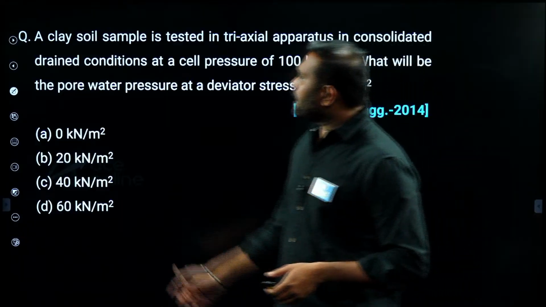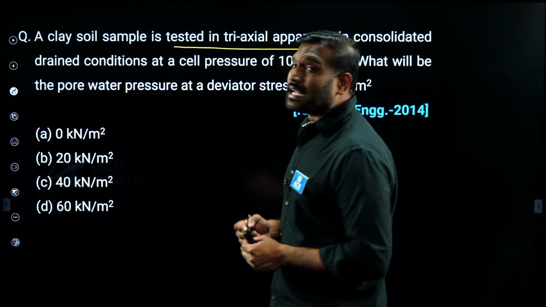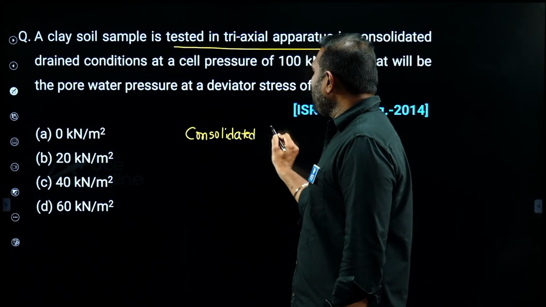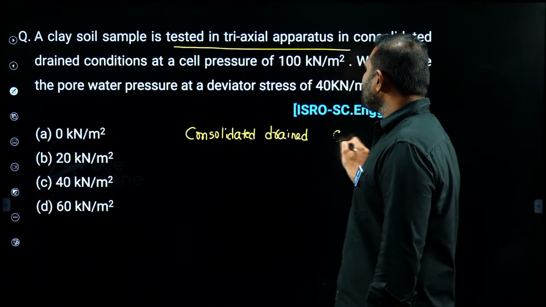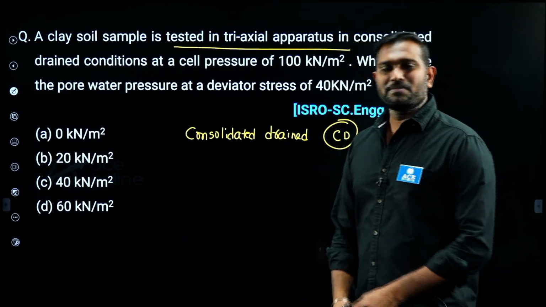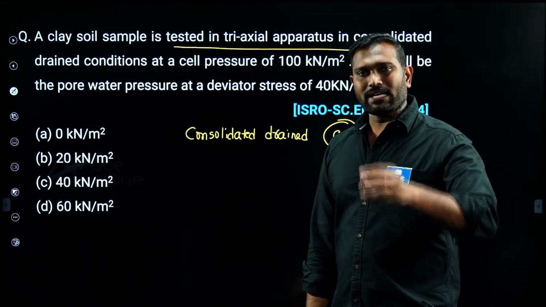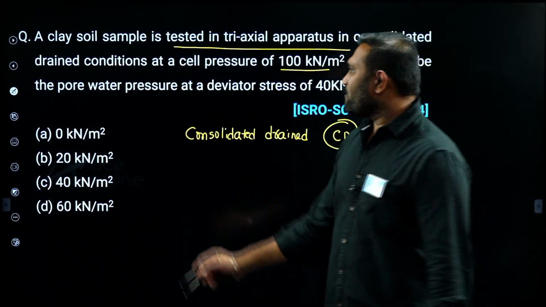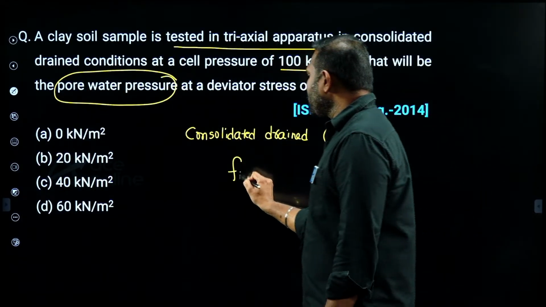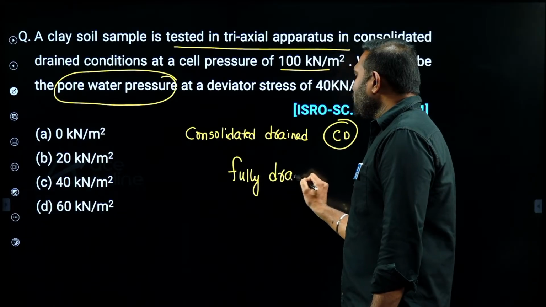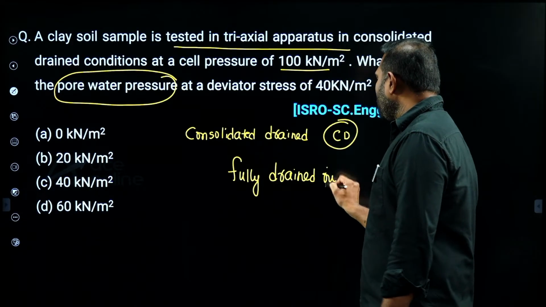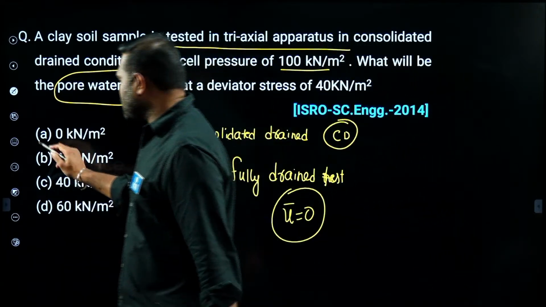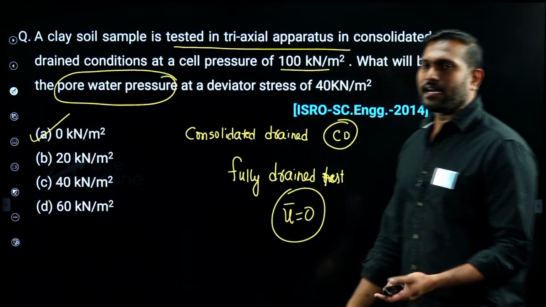Next, a clay soil sample is tested in a triaxial apparatus in consolidated drained test. Consolidated drained test means it's a completely drained test, right? Which means in both the stages you are opening the valve. Whatever the excess pressure developed, that will go out only. Now, cell pressure is given. What will be the pore water pressure? First of all, it's a fully drained test. In case of the fully drained test, water goes out, then the excess pore water pressure is what? 0. So there is no pore water pressure here. The correct answer is option A. You have to understand that.